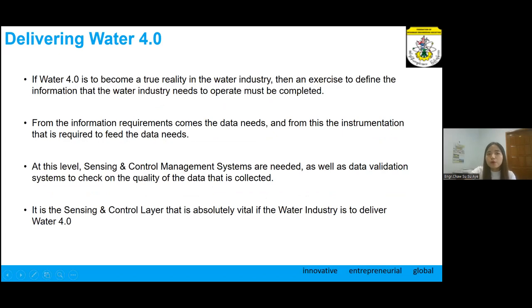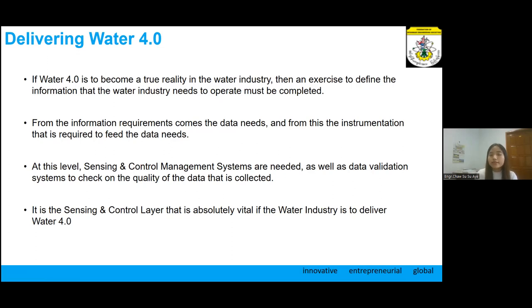Delivering Water 4.0: if Water 4.0 is to become a true reality in the water industry, then we need to define the information that the water industry needs to operate. Now, from the information requirement comes the data need, and from this, instrumentation is required to feed the data need. So at this level, sensors and control management systems are needed, as well as data validation systems to check on the quality of the data that is collected.